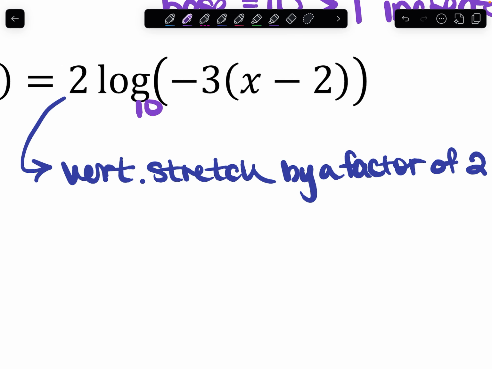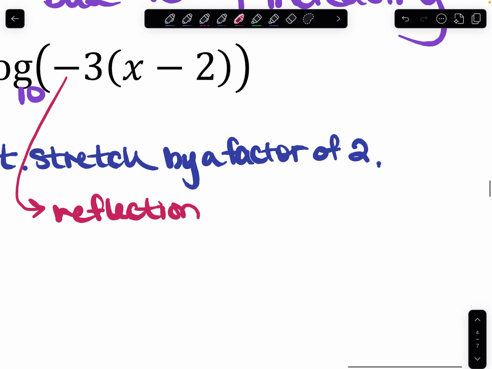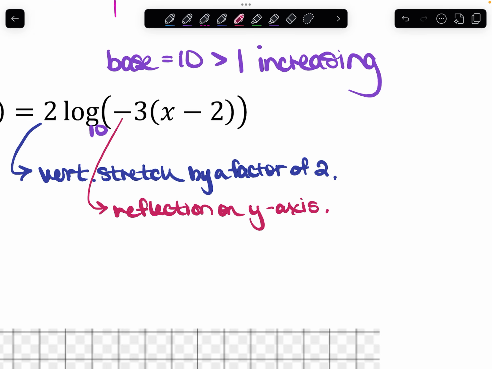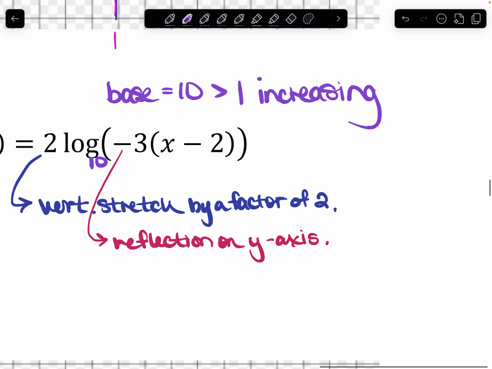The next one, so I'm just going left to right. Remember, the 10 is a base. It is not a transformation. So the next one is going to be that negative. So the negative inside is a reflection on the y-axis. So a reflection on y is different from x. So instead of flipping it top to bottom, you're going to flip it left to right. So our increasing base e log looks something like this relative to where that dashed line was.